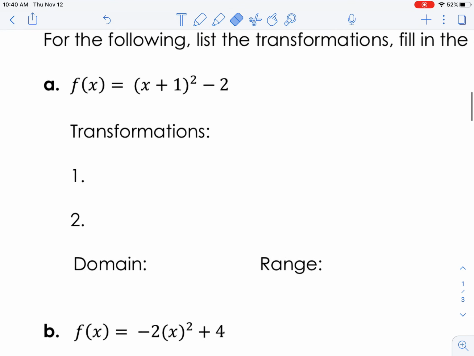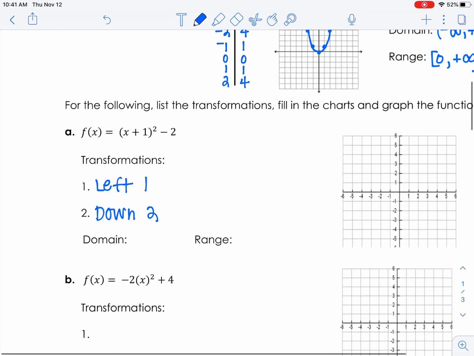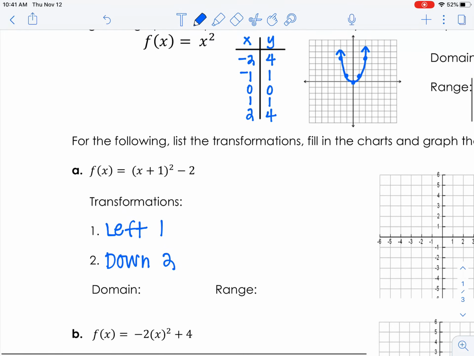In this case, (x plus 1) squared minus 2. We have two transformations here, this plus 1 and the minus 2. Because the plus 1 is in the parentheses, that's a left or right, and because it's positive, we switch the sign and we go left 1. Then in the back, minus 2 tells me I'm going to go down 2. So now I start with my regular table.